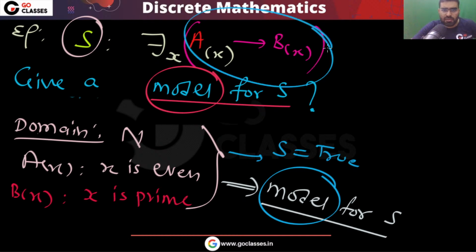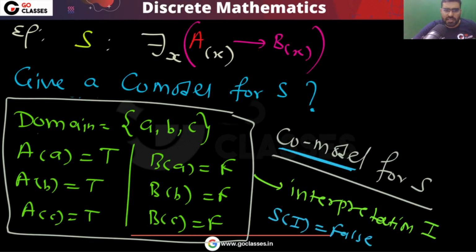For some element, you can make this a false, or for some element you can make this b true. Okay, so this is all you have to do. So very easily you can see that this is a model for S. So I hope all these points are clear to everyone.